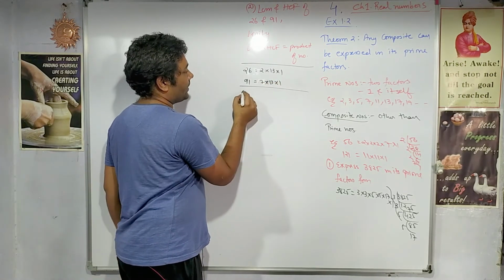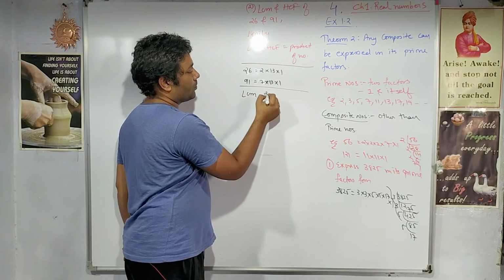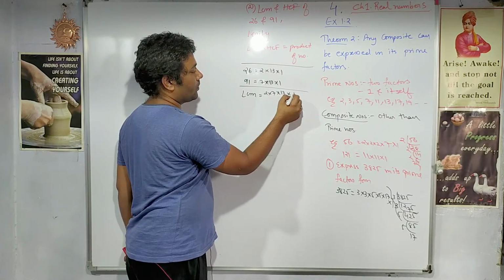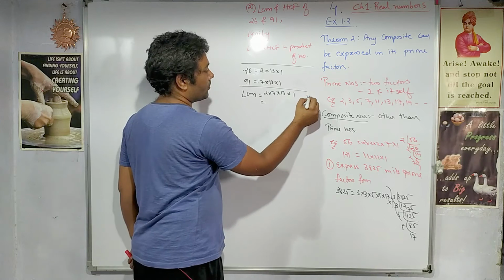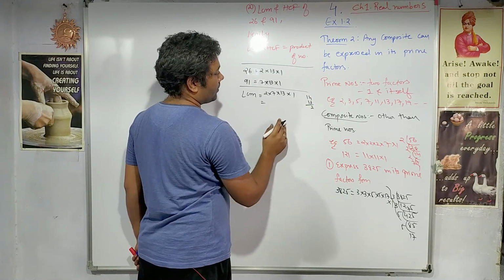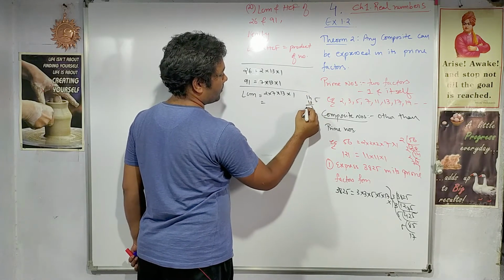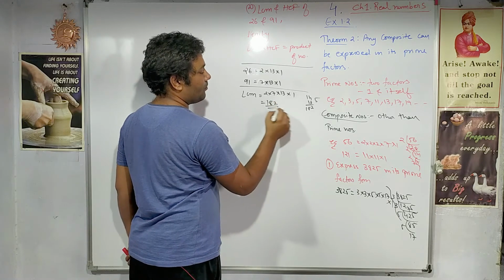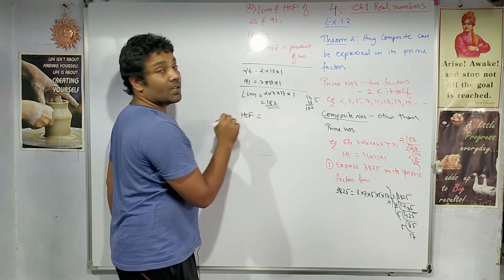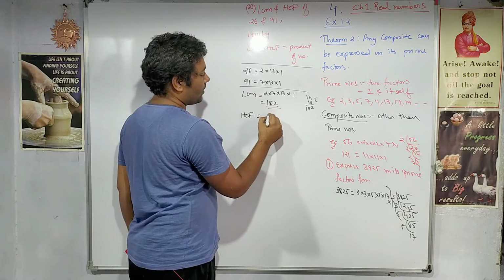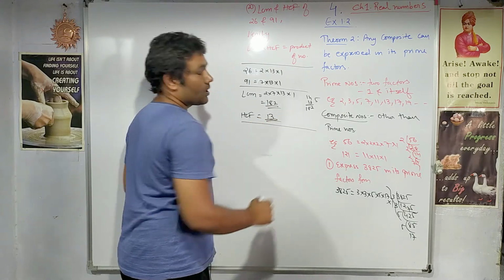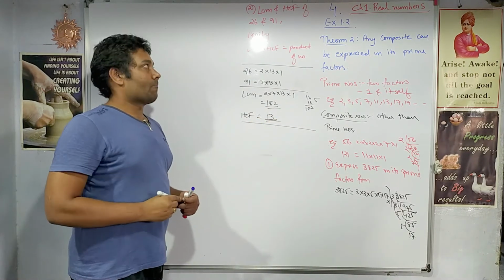So now we can find out what the LCM will be. 2 into 7 into 13 into 1. That is 14 into 13, 182 is the LCM. Now HCF means common factor. So we have only one common factor, that is 13. So we have got the HCF and the LCM.